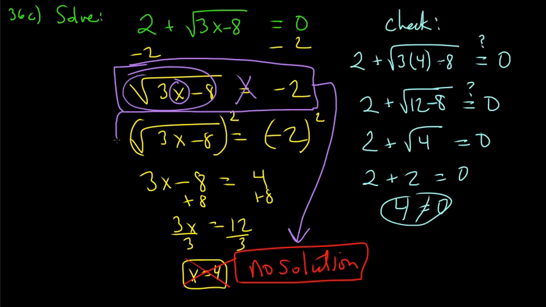So if you go through the steps here, this is fine, but make sure you check your answer, because the 4 that we got was wrong. It's called an extraneous solution. And we've seen these before, right? Typically when you have equations with fractions or square roots, this can happen.